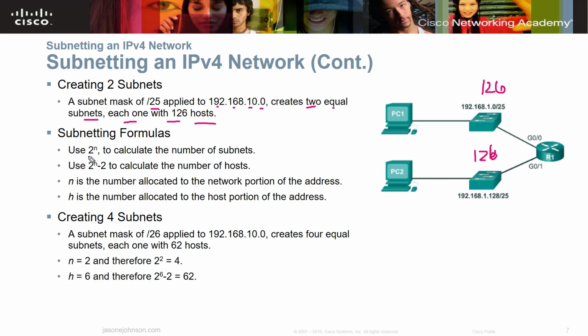Another way to do that is 2 to the n power minus 2, which calculates your number of usable hosts. So n is the number of bits allocated to the host portion. That's one way to do the subnetting.